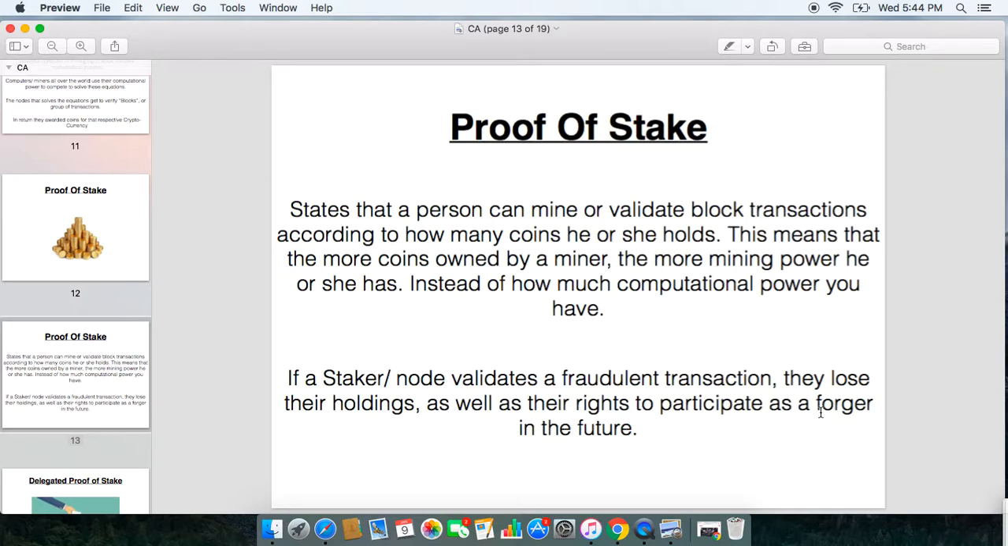So if somebody stakes 32 Ether and they do some fraud, they validate some wrong transactions, they can lose a portion or all of their coins that they staked. So there's a financial benefit for you not to try to commit fraud or misvalidate any transactions on the network, because by doing so you're losing what you staked, what you put at risk.